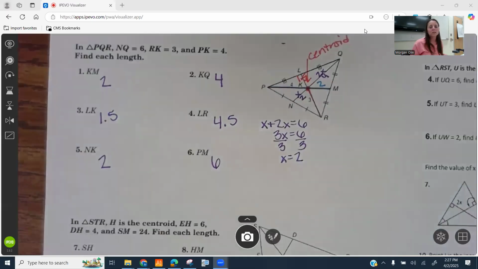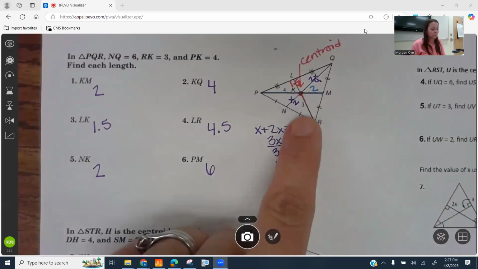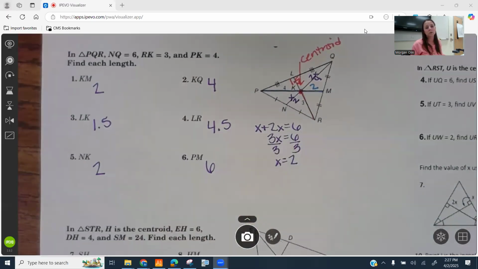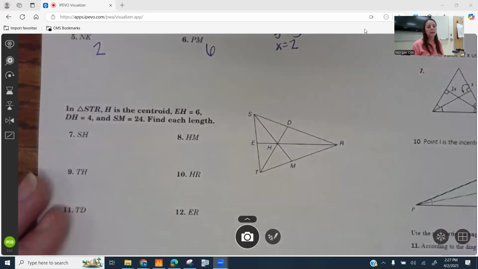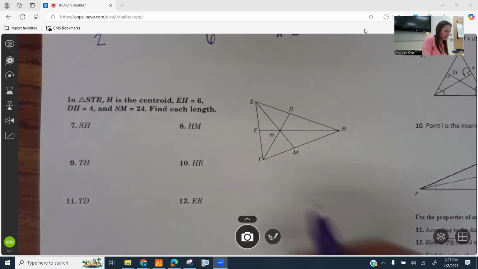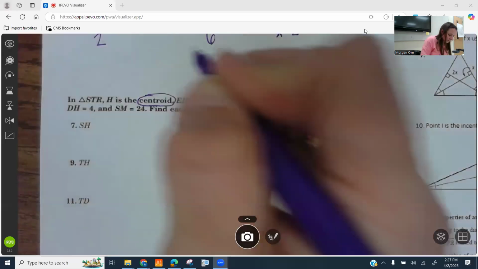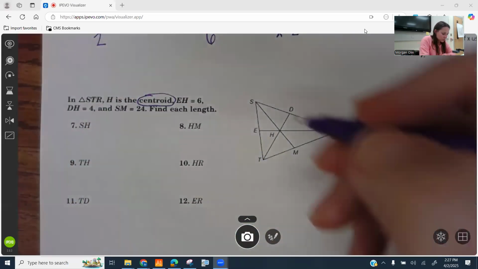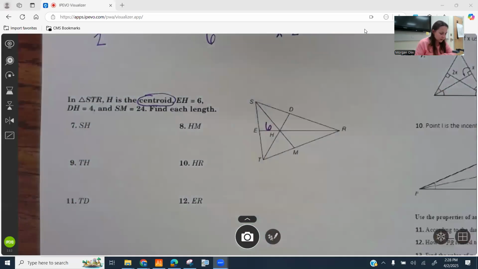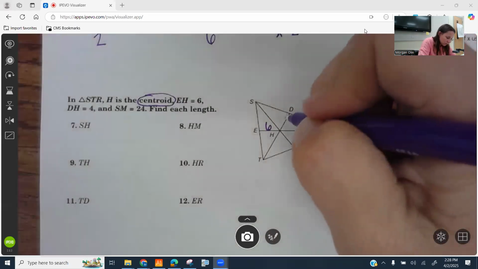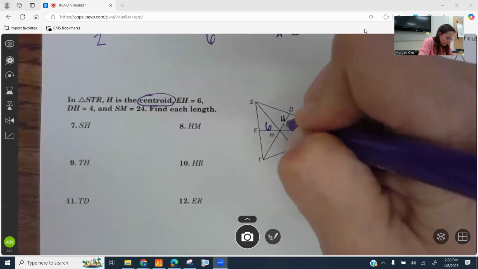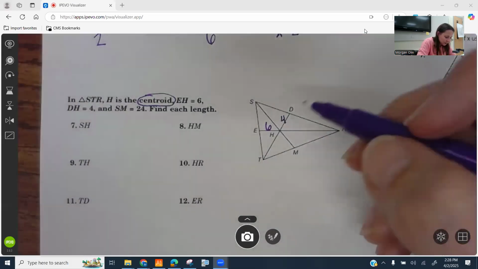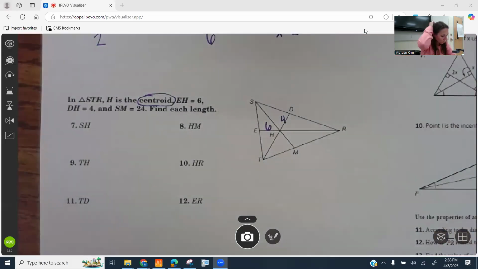All right, there we go. So they didn't even tell us the centroid. You had to figure that out by what the markings had on the triangle. Now, down here at this one, notice they do tell us it's a centroid. EH is 6, so I'm going to draw some of these in because they're not in there. DH, this one right here, is going to be 4. SM, that whole thing is 24. I'm going to hold off.